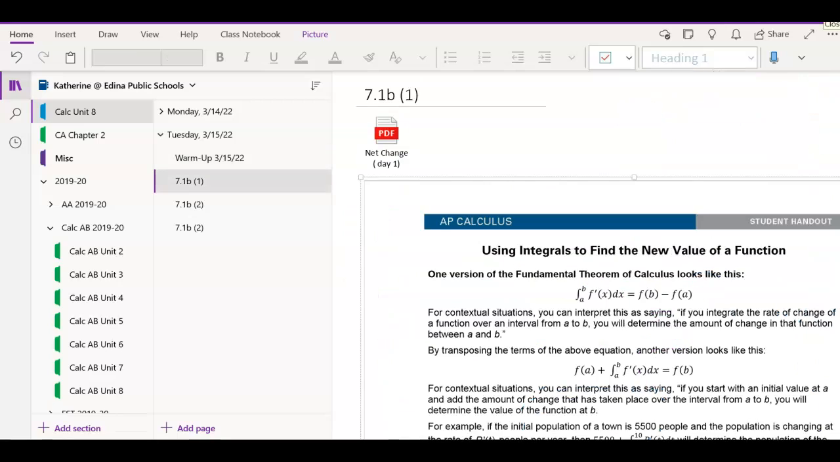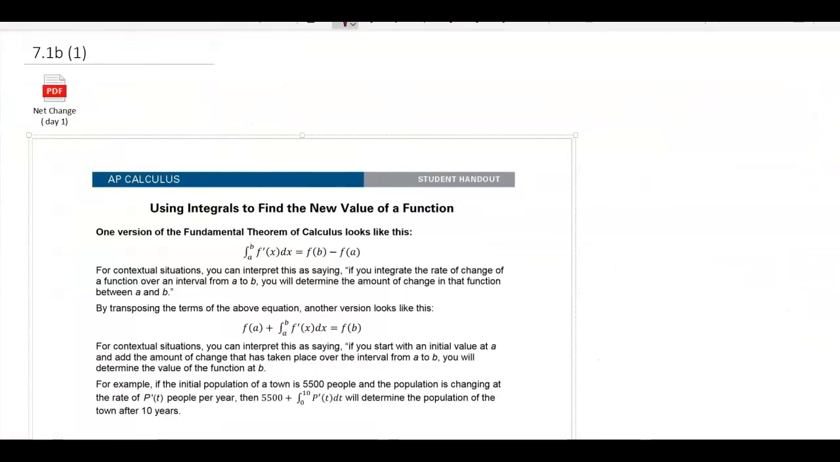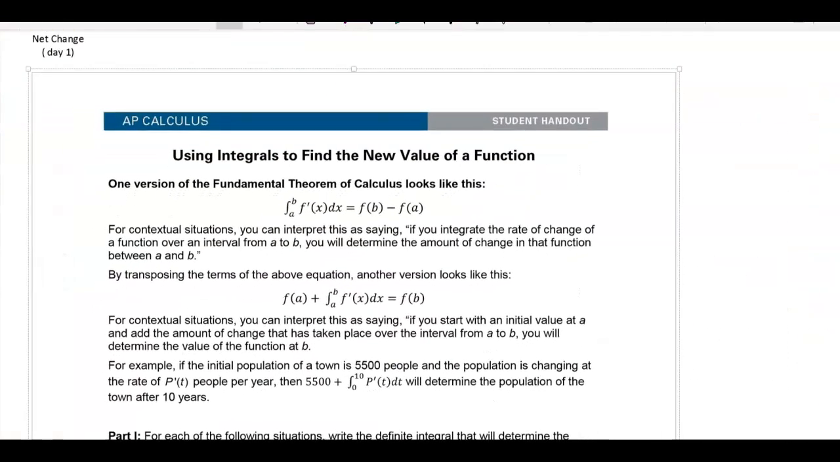Okay, now let's go through and look at this packet. I'll tell you when you can pause and try on your own, things like that. But essentially what we're talking about is accumulation functions.